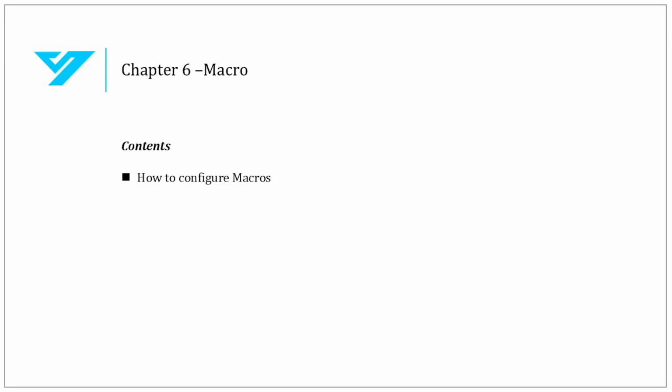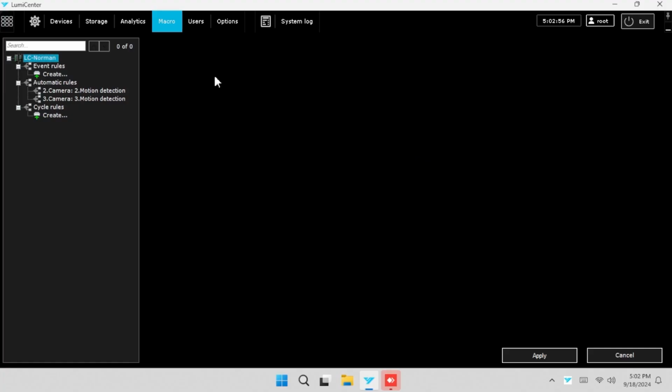Now, let's take a look at how we configure macros. To configure macros, we need to go to the interface of configuration and click Macro. Under the domain object, we will see all the macros that have been created.